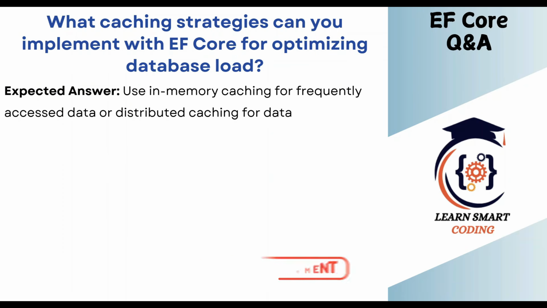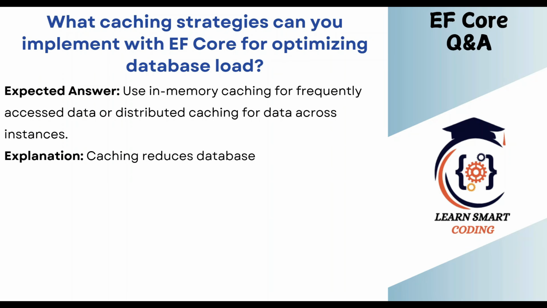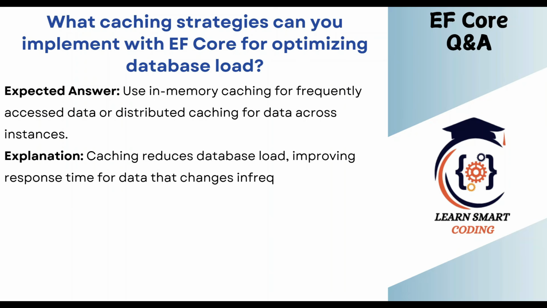So what caching strategies do you use for EF Core for optimizing database load? There are two types of strategies. One is in-memory and one is distributed caching. If you're using frequently accessed data, you can use in-memory caching, and if you are using different instances and different places, like in big companies, then distributed caching is what you have to use. So what does that mean?